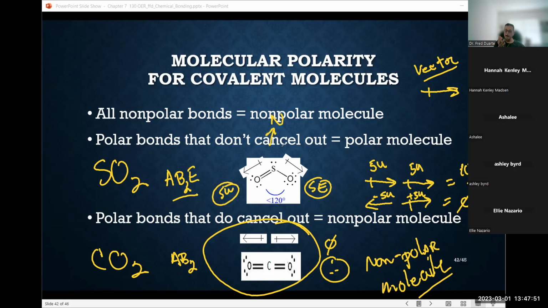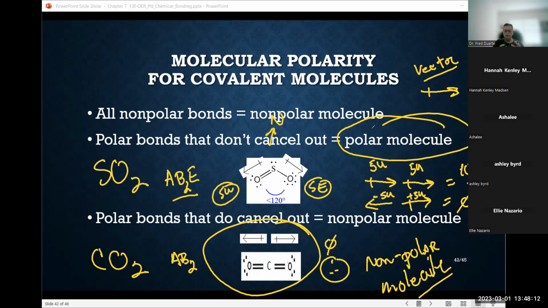That means that SO2, because of the geometry, has two polar bonds that don't cancel each other out, resulting in a polar molecule.